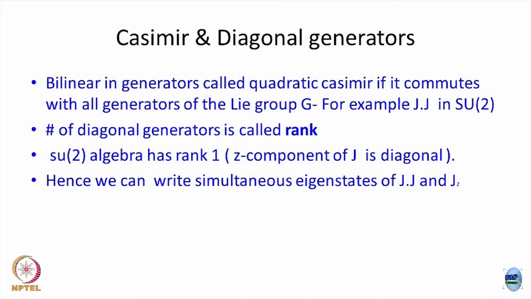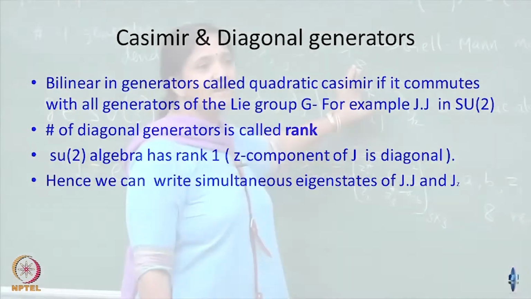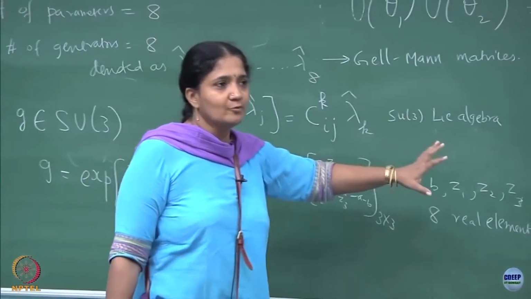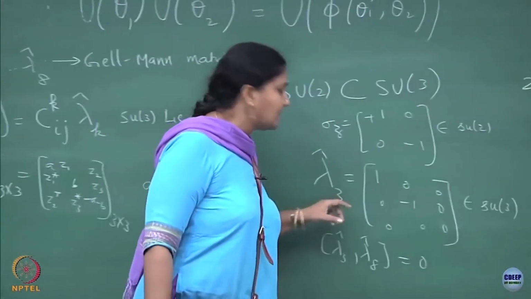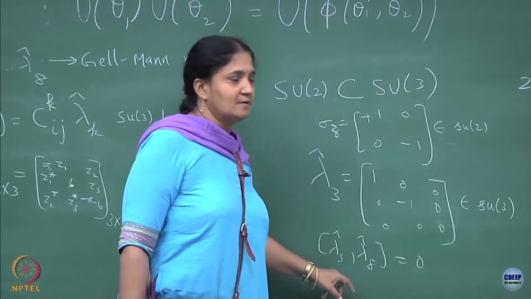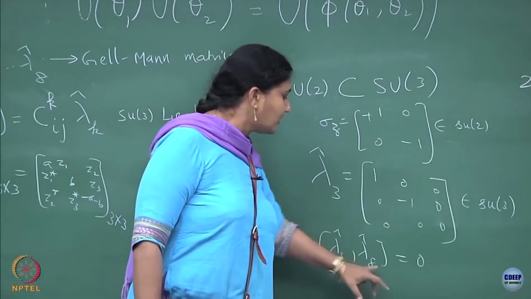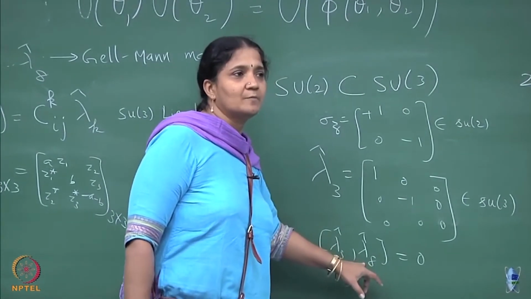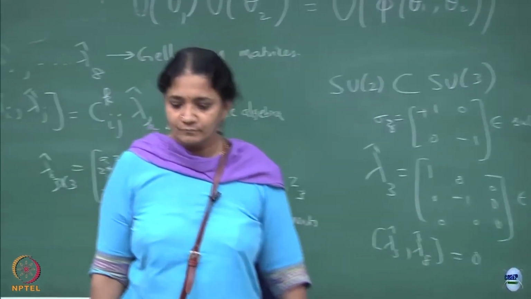There is an analog of Casimir operators for SU3, but let me not get into it. Again you can construct bilinears here also. You can take lambda 1 squared, lambda 2 squared up to lambda 8 squared, and you can show them to be commuting with lambda 3 and lambda 8. But I am just going to confine myself to the magnetic quantum numbers.